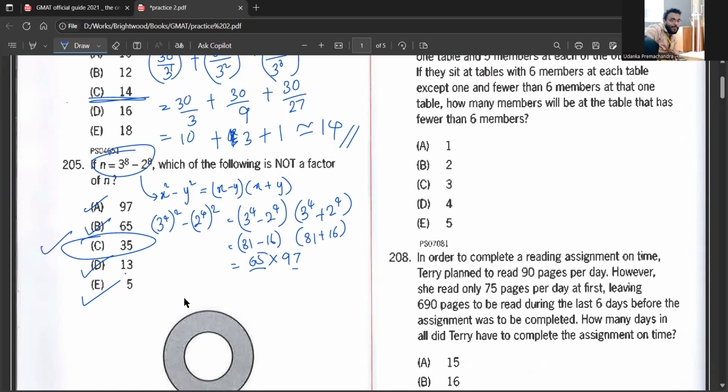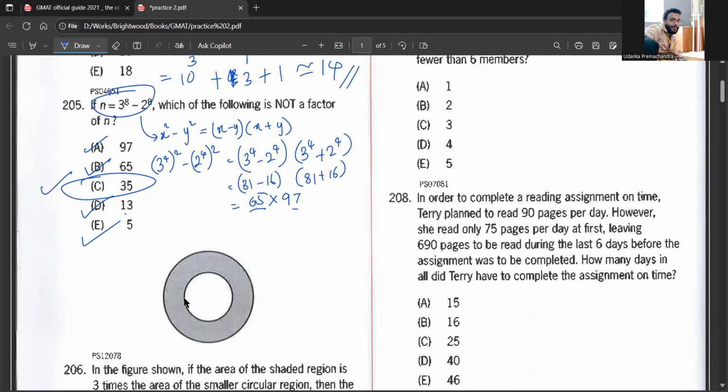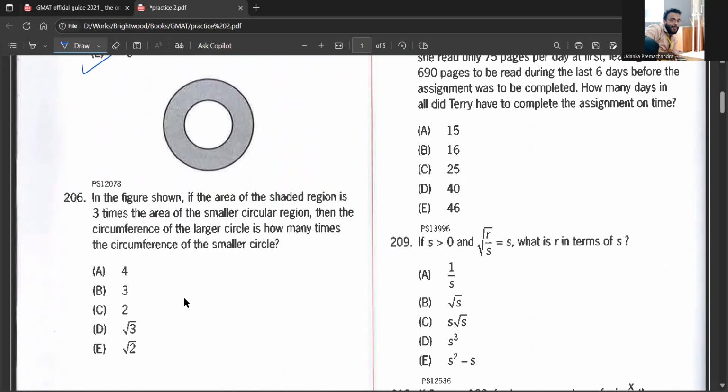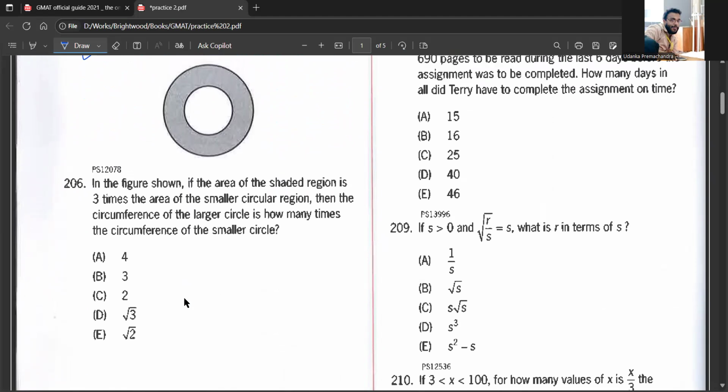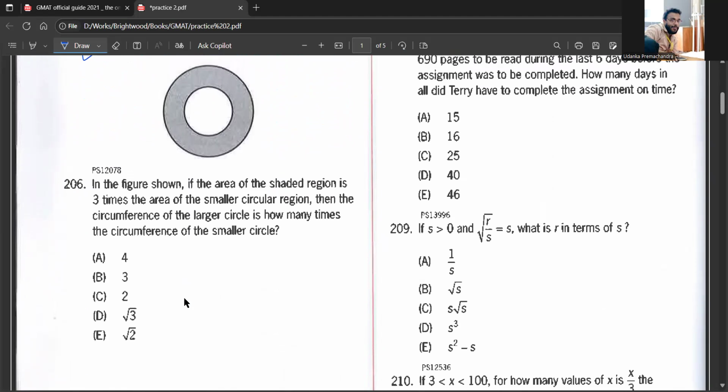First of all, you have to know the basic difference of two squares. After that, simplify and check the factors. Is that clear? You have to go like that. Okay, next one.